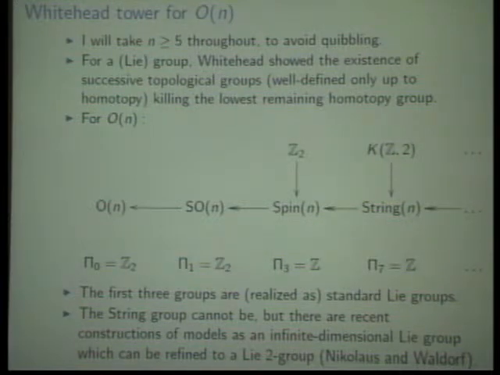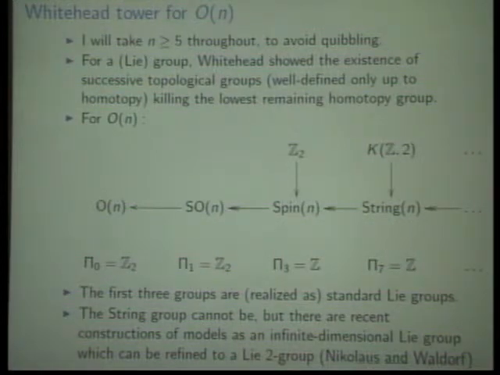And the next homotopy group is pi 3, which is always there for a finite dimensional Lie group. This is somehow a more substantial object. And so Whitehead says you can kill this as well. So you can find another topological group, which maps to Spin surjectively, and which has the same homotopy groups as Spin, except that pi 3 is missing. And so the kernel has to be a K(Z,2), as you can easily see from the long exact sequence in homotopy. So the first 3 of these, of course, are standard Lie groups.